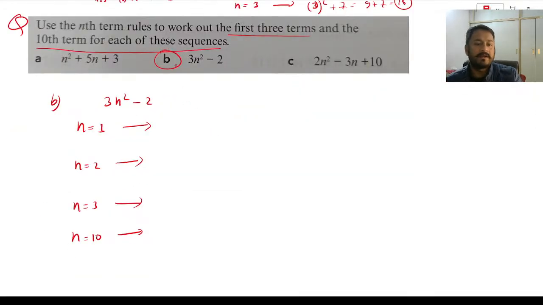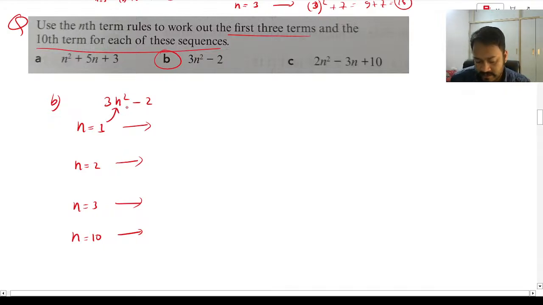Now put n equal to 1. If you put n equal to 1 here, put n equal to 1. Let's see who has answered. Anyone who has answered here?